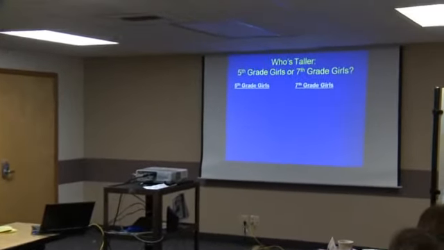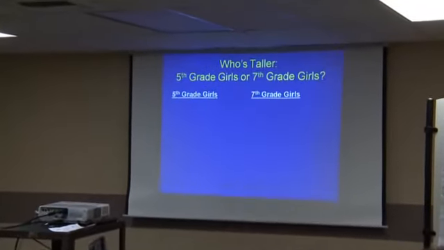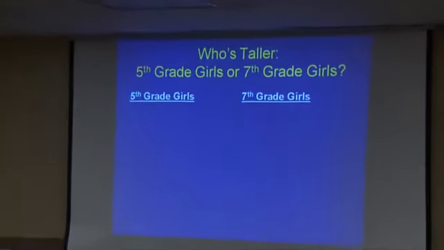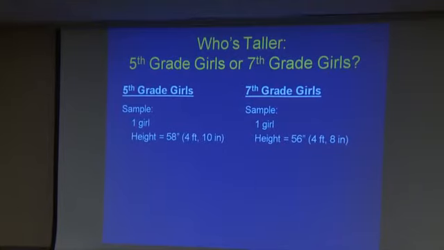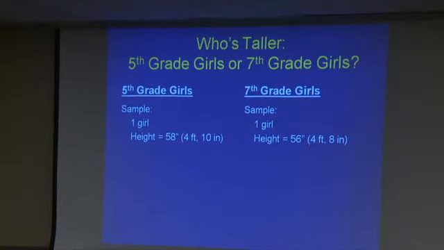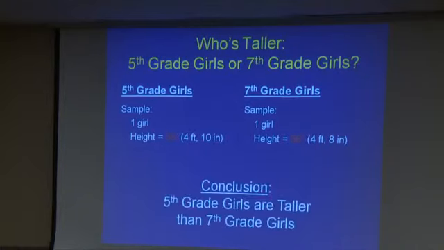So just to sort of drive the point home, another question: who's taller, 5th grade girls or 7th grade girls? So we sample one 5th grade girl, her height's 58 inches. We sample one 7th grade girl, her height's 56 inches. Our conclusion, based on a small sample of 1, is that 5th grade girls are taller than 7th grade girls.